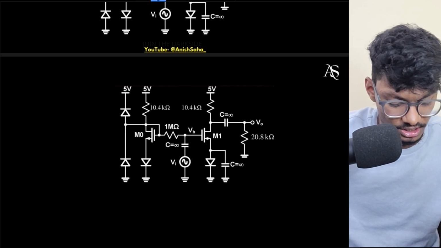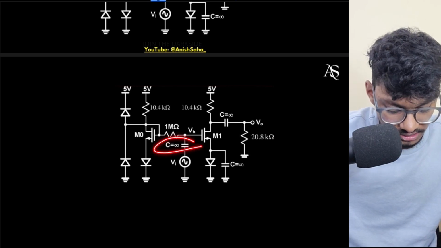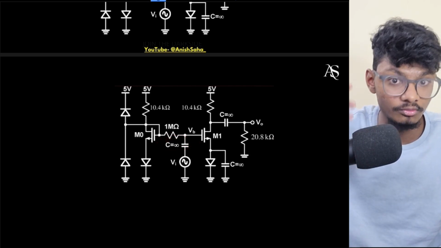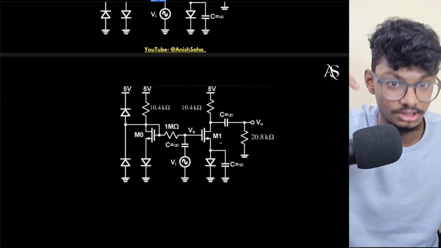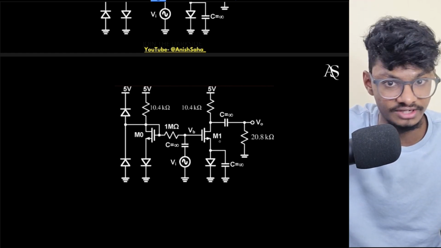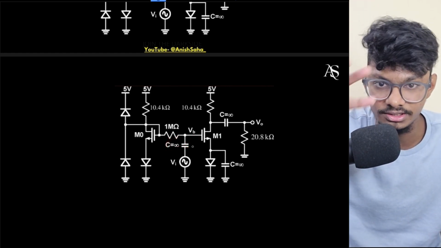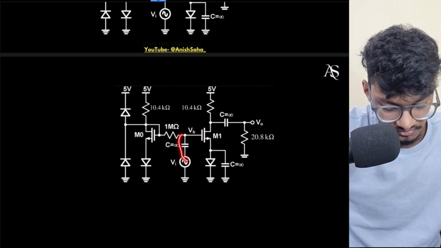MOSFET is in saturation. So if I do the small signal analysis, they're telling me capacitance is infinite. So what will I see as the impedance in high frequency AC? 1 by j omega C. Omega is very high, and C is also infinity, so I will see 0 ohms from here. So my Vi signal will be here.